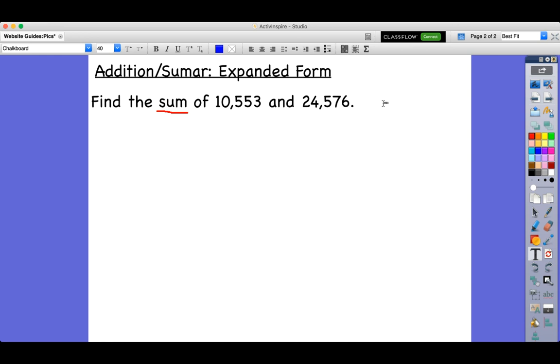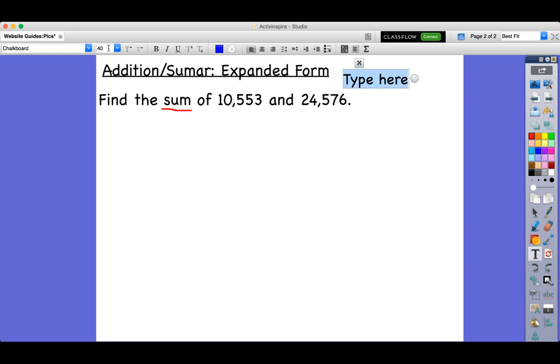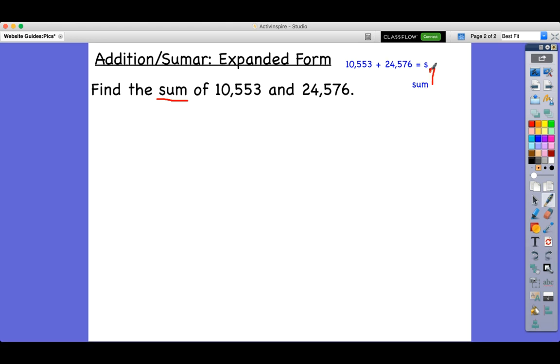So I'm going to make a little model or a plan up here, make it kind of small, just to help me remember what I'm going to do. So I'm going to do 10,553 plus 24,576 equals S. And that S just represents what I'm trying to find, or my unknown, which in this case is the sum. So in expanded form, we're going to stretch out both of these pretty big numbers to make them a little bit easier to add and think about.